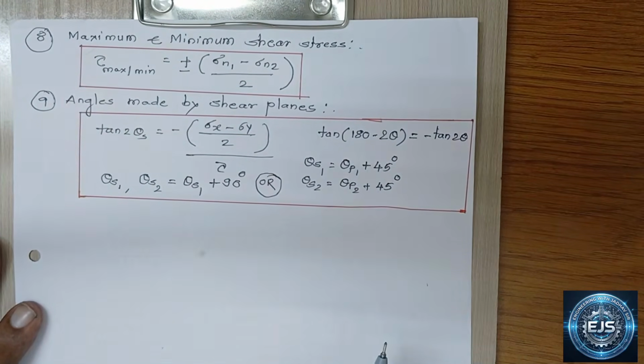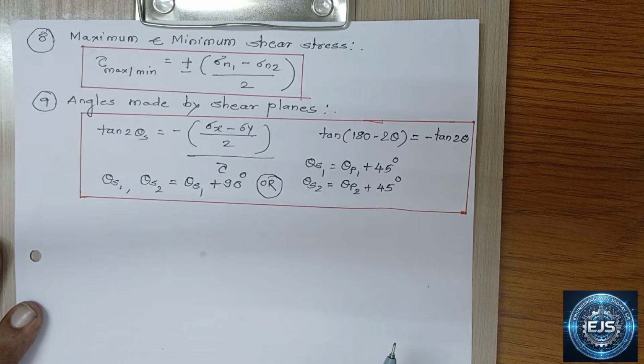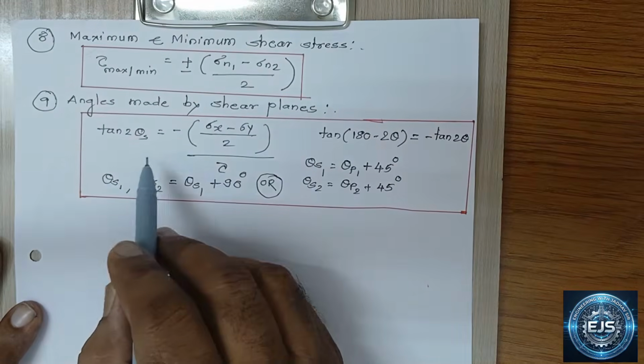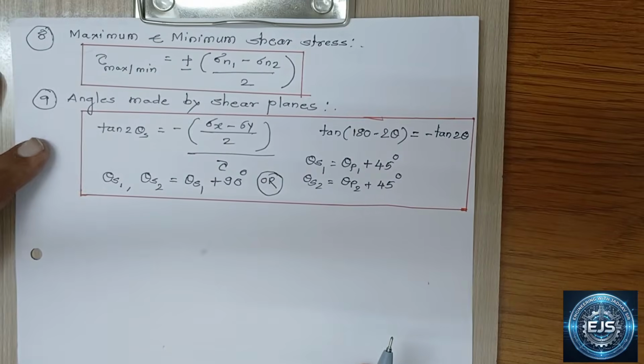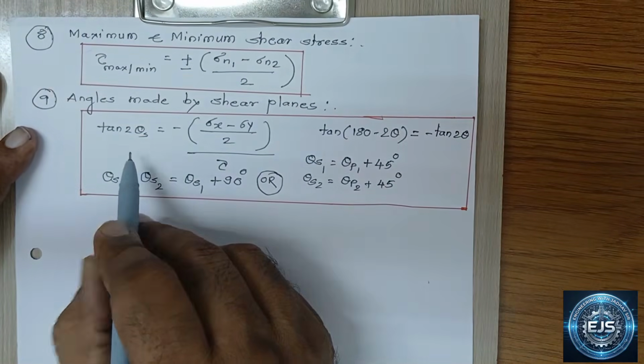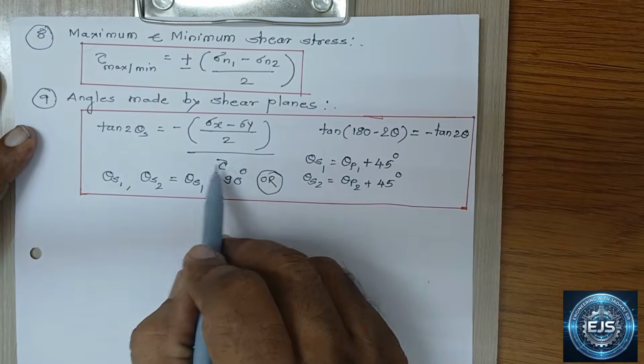Now the angles made by the shearing planes. Just like principal planes, shearing planes are also two planes. One is a maximum shearing plane and another is a minimum shearing plane. On the maximum shearing plane, the maximum shear stress tau max acts, and on the minimum shearing plane, the minimum shearing stress acts. The angle made by these two shearing planes, which are at right angles to each other, is calculated by this formula: tan of 2 theta s is equal to minus of (sigma x minus sigma y) by 2 upon tau.